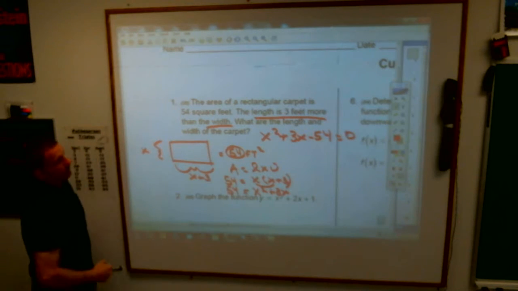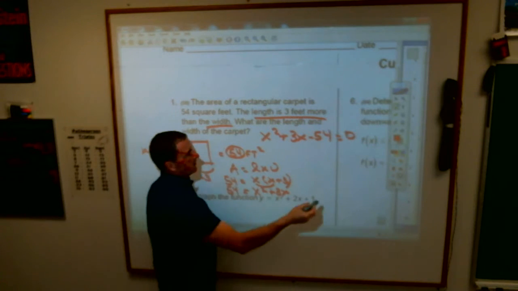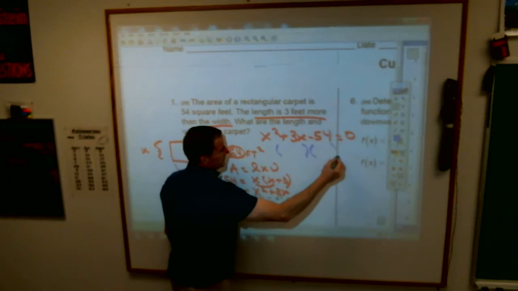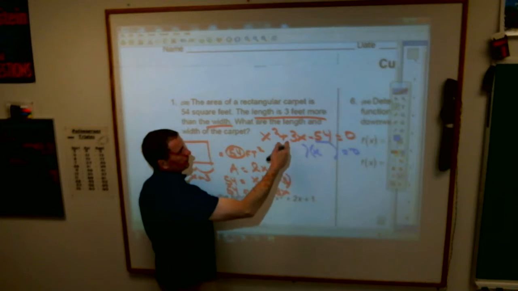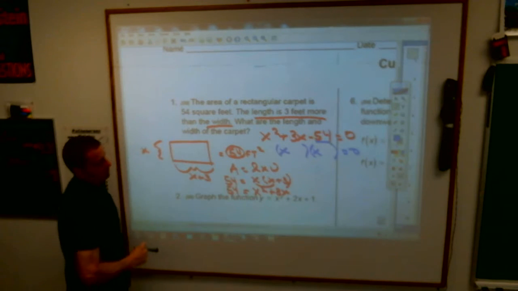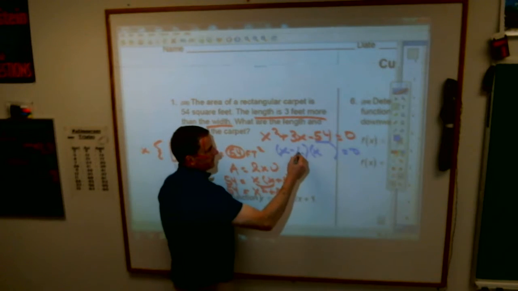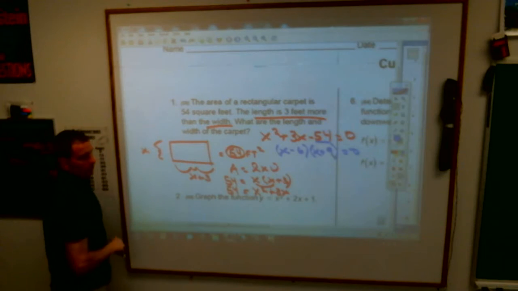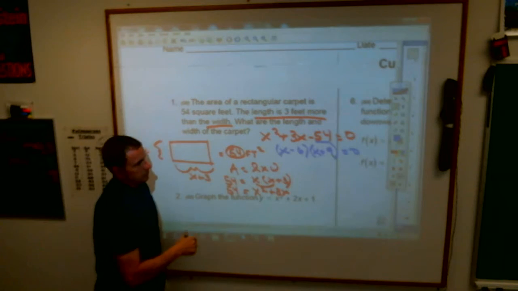And you can solve that many different ways. Probably the easiest way is to do it by factoring. What times what gives me this trinomial? X and x. And what times what gives you 54 and when added together gives you 3? Negative 6 and positive 9. Now don't get in your head that those are going to be the 2 answers, because they may not be. Okay, because you have to solve this.